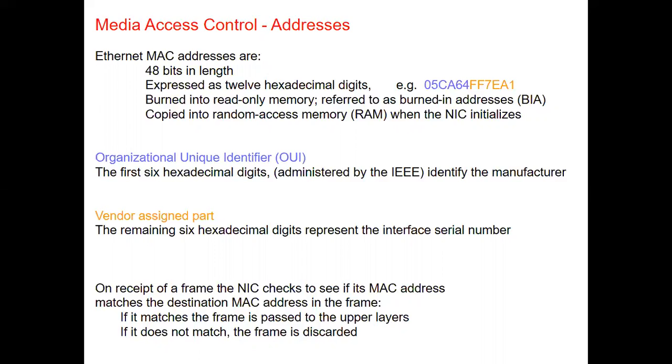So on the receipt of a frame, the network interface card checks to see if its MAC address matches the destination MAC address in the frame. If it matches, the frame is passed to the upper layer. If it does not match, the frame is discarded. The frame is discarded, meaning that it does not belong to that particular network, or the destination it is sending to doesn't exist.